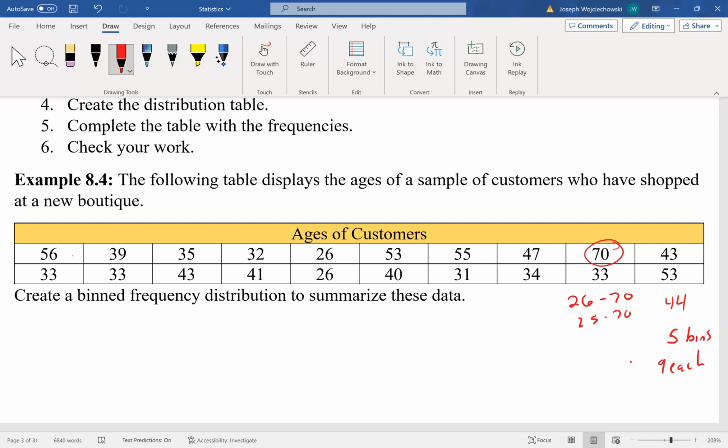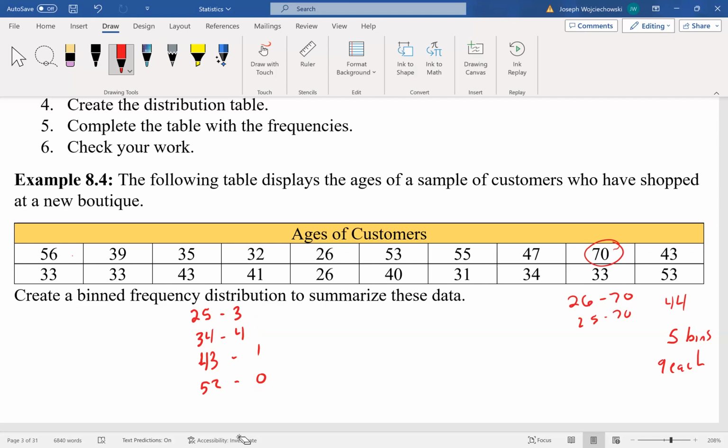So my first bin will start at 25. My second bin is going to start at 34. So this bin ends at 33. And 40, 43, nope, 42. This is 43, 51. This is 52 to 60. And we didn't quite make it, did we?